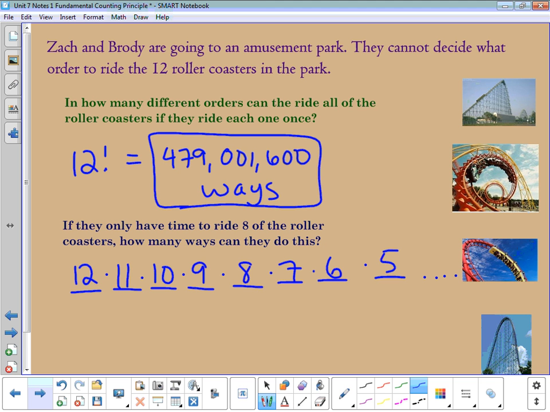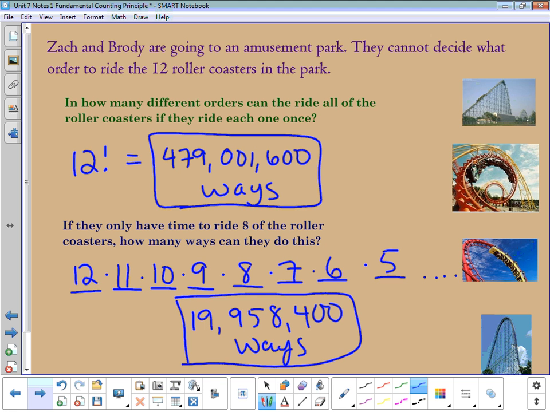And when I do that, that's 19,958,400 different ways or orders. So it's a little bit less than in part A because they're not riding those last 4 roller coasters. It's actually a lot less than part A.